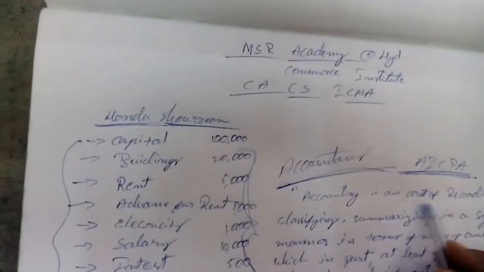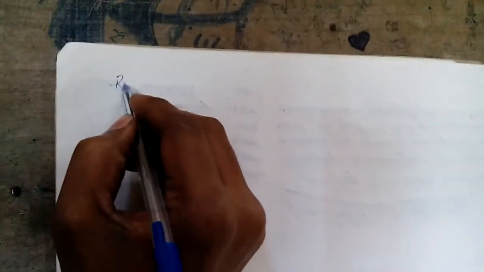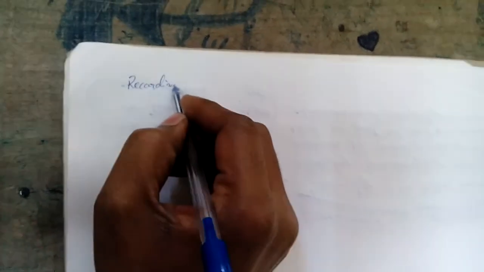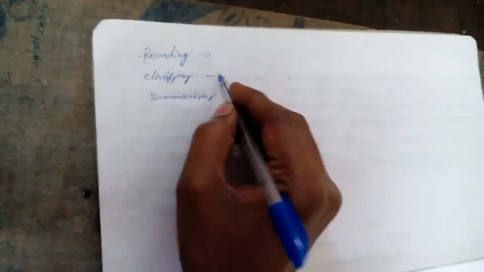So in this AICPA definition, accounting is the art of recording. First we have recording. Next, classifying. Next one, summarizing. Art of recording, classifying. What is recording?